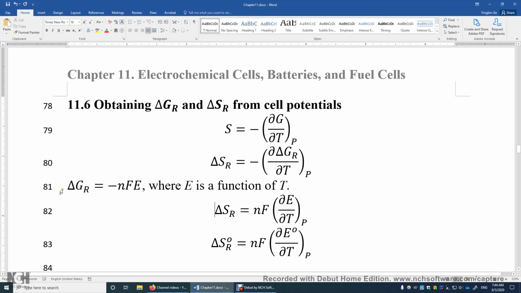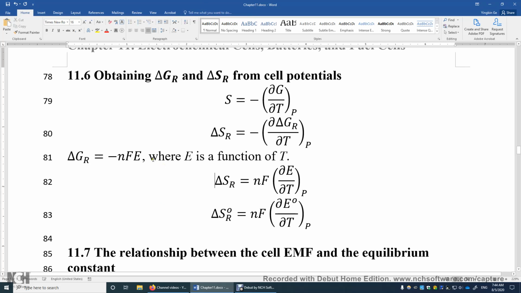And remember, this Gibbs energy of reaction is a function of temperature. This E is also a function of temperature. So you can just measure E at two different temperatures and then do delta E over delta T. And then use this equation to get the entropy of the reaction.